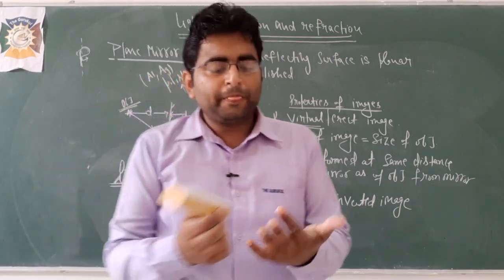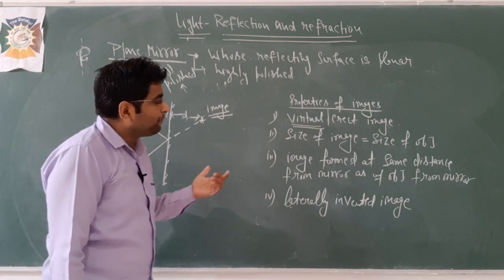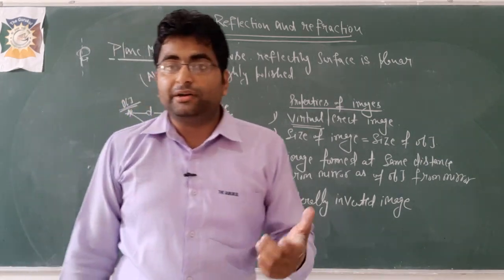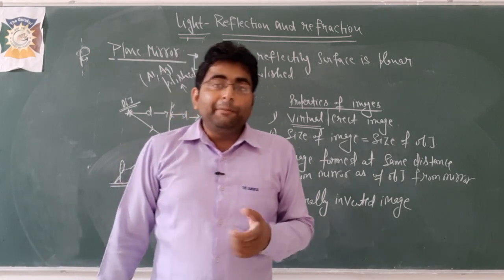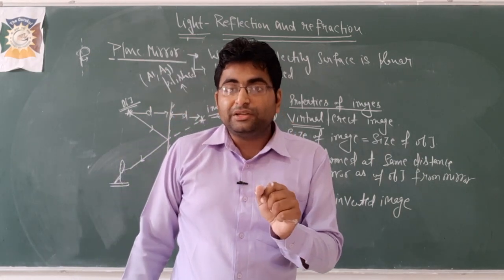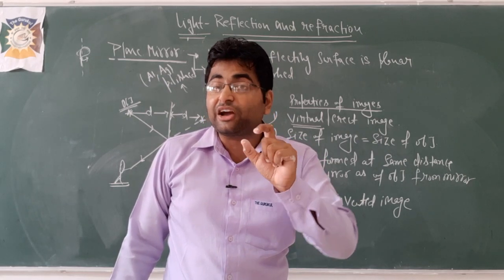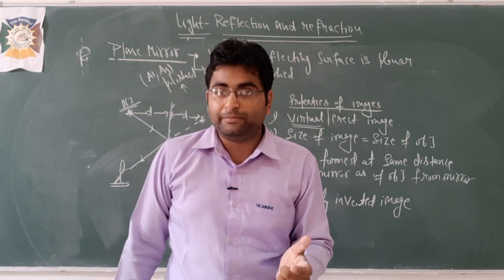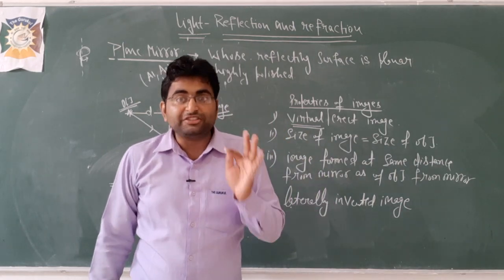Okay, now that is all about the plane mirror and the properties of the image formed by a plane mirror. Now beta, I will talk about the spherical mirror. A spherical mirror, do you understand its meaning? It is a mirror whose reflecting surfaces are curved or spherical in shape. Clear? Two types of mirror we will study here: first concave, second convex.